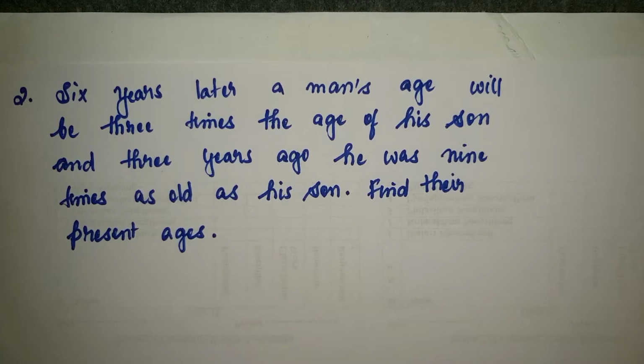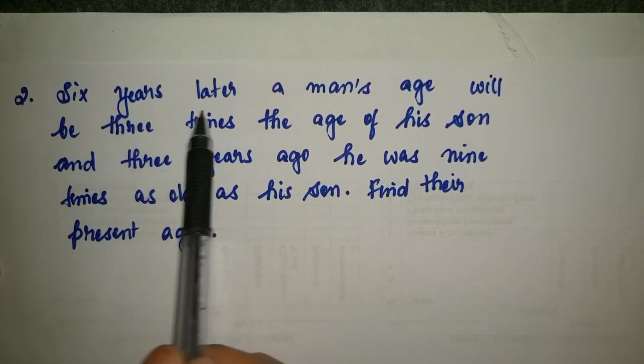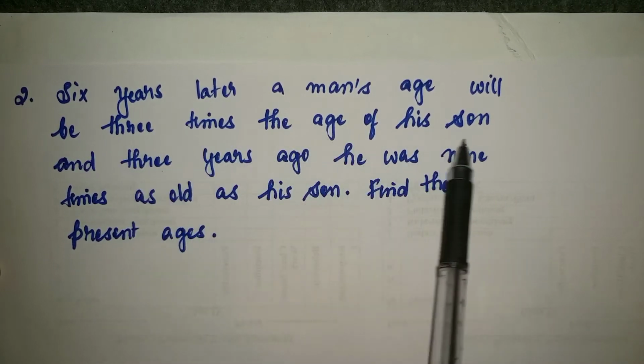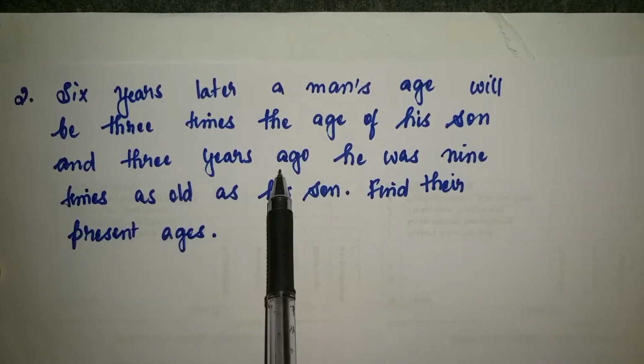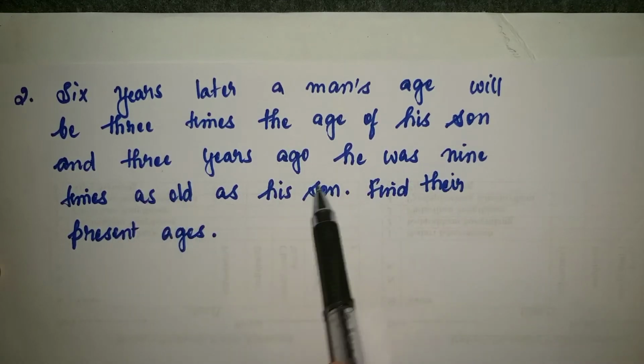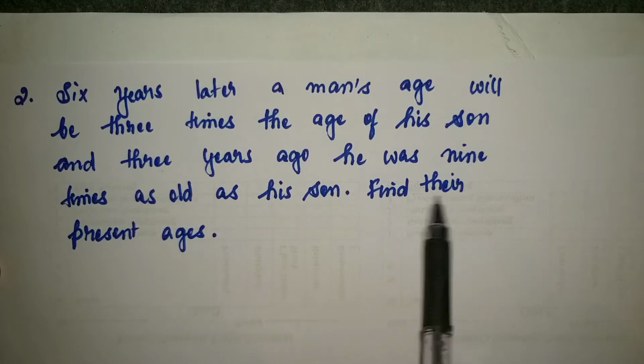Today we're going to solve another word problem, and this problem is from the chapter of pair of linear equations in two variables. Let me read out the question. 6 years later, a man's age will be 3 times the age of his son, and 3 years ago, he was 9 times as old as his son. Find their present ages.